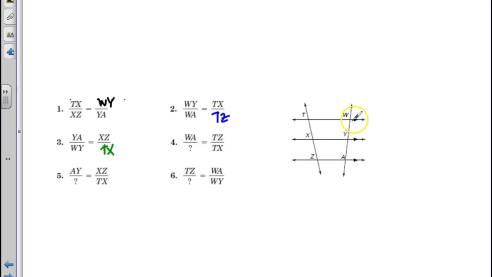All right, so now that we're back, WA, the whole thing, is to something. So I have that. And on the other side, TZ is to TX. So this tells me what's missing. So WY is the missing piece. All right, next one.